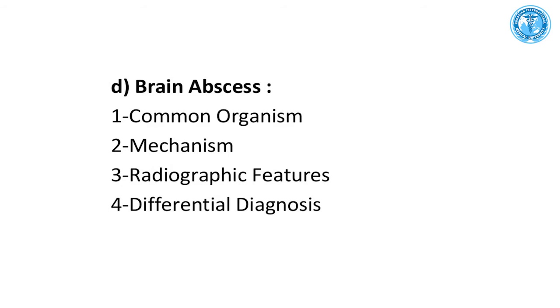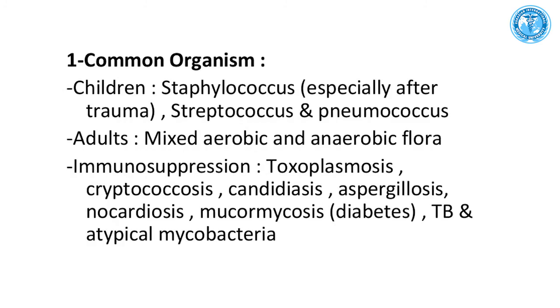Next, brain abscess. Common organisms in children are staphylococcus, especially after trauma, streptococcus and pneumococcus. In adults, mixed aerobic and anaerobic flora. With immunosuppression, organisms include toxoplasmosis, cryptococcosis, candidiasis, aspergillosis, nocardiosis, mucormycosis in diabetes, TB, and atypical mycobacteria.